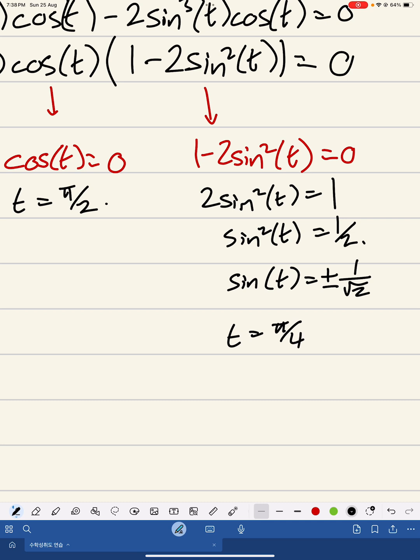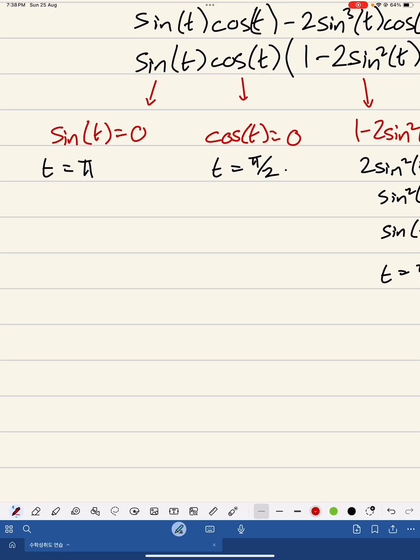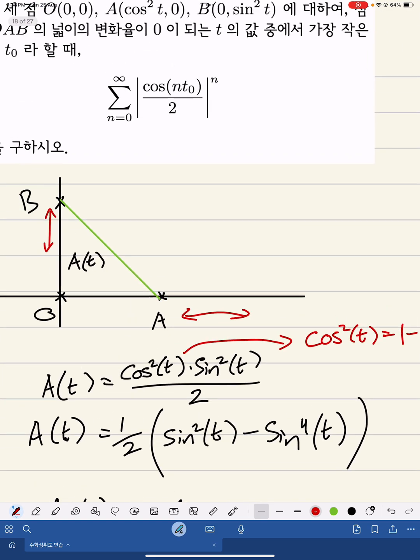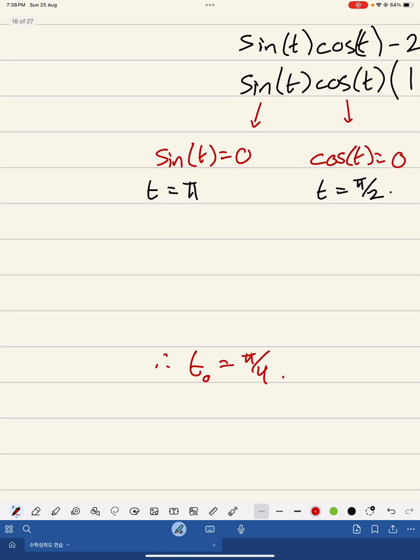It's either that or minus pi over 4, but t must be positive, so we're only taking the positive smallest one. So we got 3 t values, t equals pi over 2, or pi over 4. We want the smallest one, therefore we can conclude, hence, t sub 0 equals pi over 4. Now, coming back to the question, we have to find this sum now.